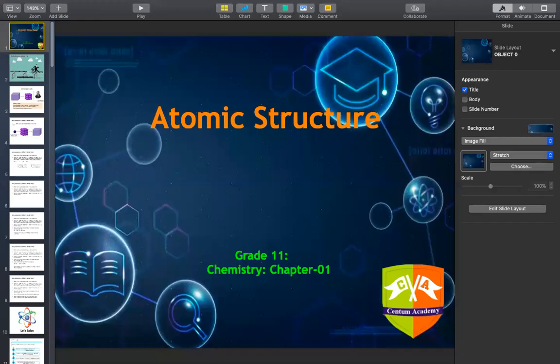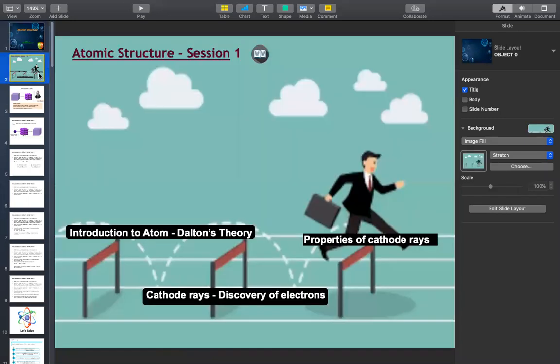Now, I hope all of you can see the first slide of atomic structure. In this chapter, I didn't start atomic structure in the last class.